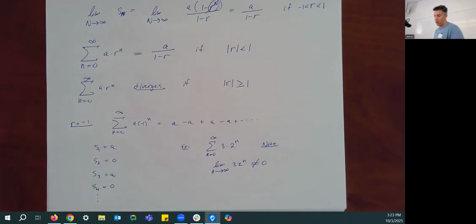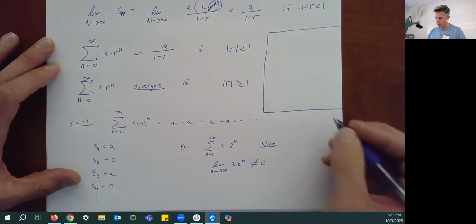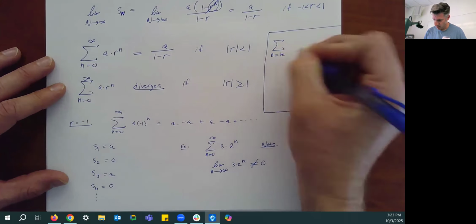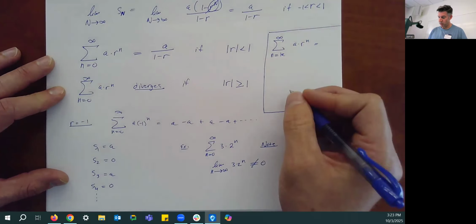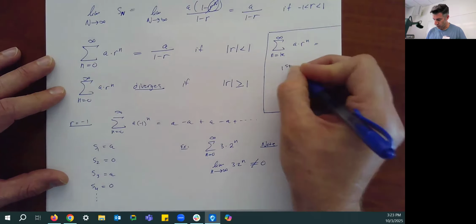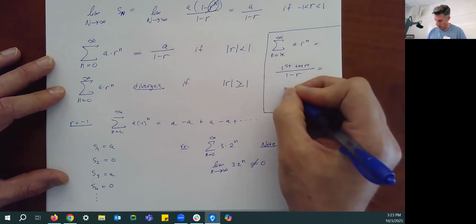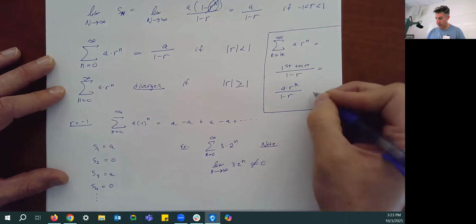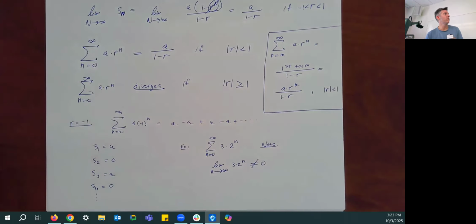I would actually point out that a nicer version, in my opinion, of this formula is that the sum from, I don't really care where I start, to infinity of a times r to the n is just equal to the first term divided by 1 minus r, which in this case would be a times r to the k over 1 minus r. Again, provided that your r is less than 1 in absolute value. So that's the better version of this formula.